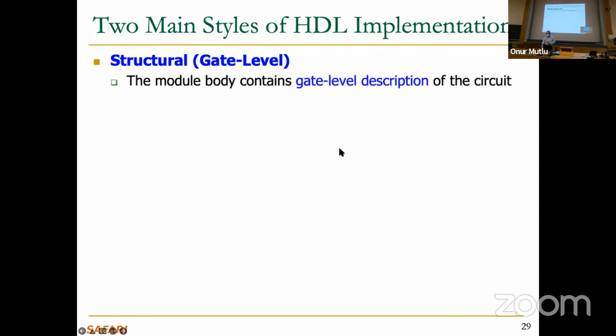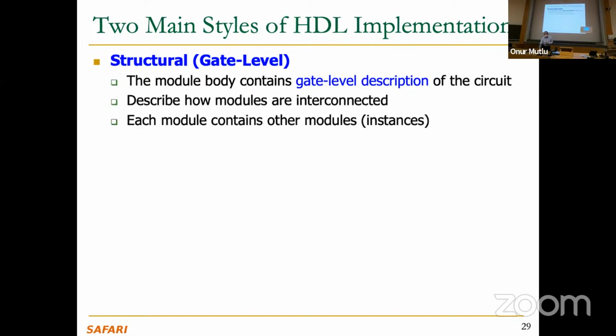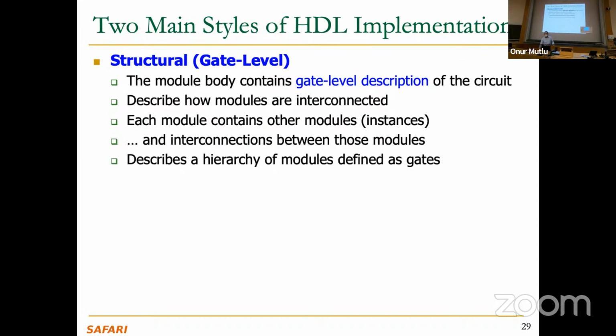In this case, the module body contains a gate level description of the circuit. And once you define a module, you can actually connect the modules, of course, but modules are gate level. You describe how the modules are interconnected, and each module contains other module instances, as we will see soon, and interconnections between those modules as well. So basically, we will interconnect these modules. Okay, so this describes the hierarchy of modules defined as gates. So this is one way of defining hierarchy. But this is very low level, meaning you really need to specify a module using gates.